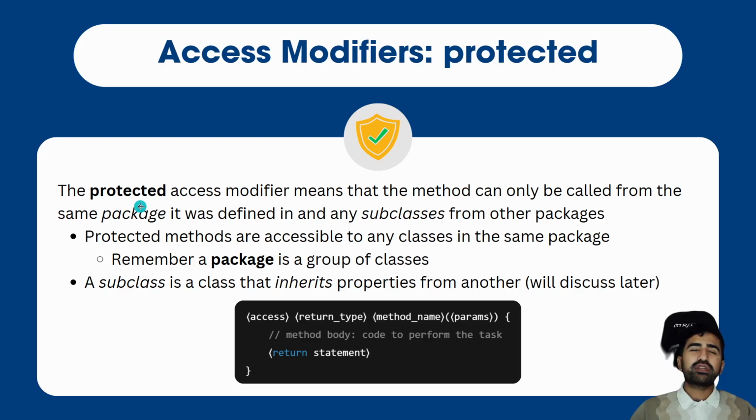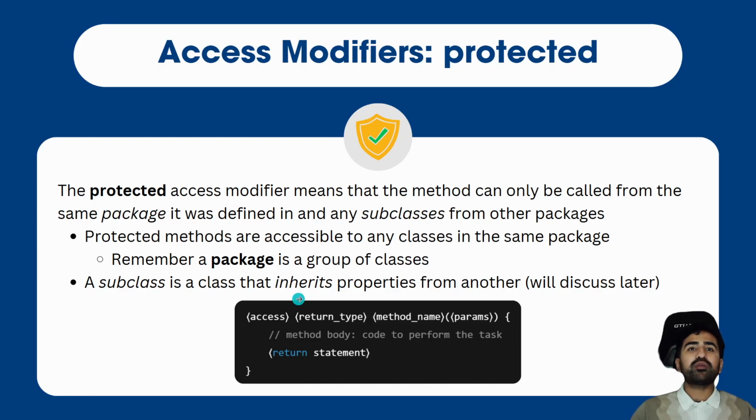Another one is protected. Protected is a little bit in between public and private. So it can be called from the same package it was defined in, and any subclasses from other packages. So if your class was inside a package and there's like 10 other classes in that package, if you use the protected access modifier, that means that method could be used by any of those classes in the group. Subclasses has to do with inheritance. Notice there's no star on this slide. That's because we're not really going to use protected in this class. A little bit advanced. But just know that this is one of the access modifiers available in Java. It does require knowledge of inheritance.